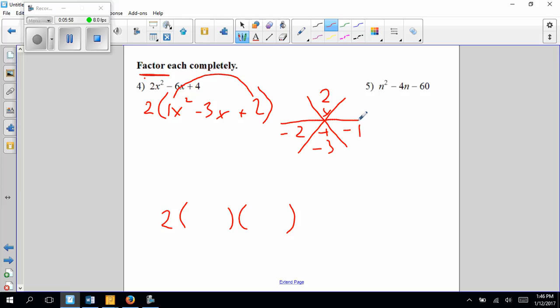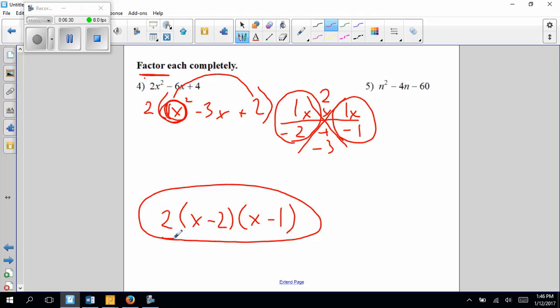We always have this little bar going across here to put whatever our a value along with the variable is. So it's a 1x. So I'm going to write a 1x here and a 1x here. That tells me that my two factors are 1x minus 2 and 1x minus 1. Or you could just write x minus 2 and x minus 1. The order does not matter at all. As long as you have the x minus 1 and the x minus 2 somewhere, you are perfect. So that is your factored answer.